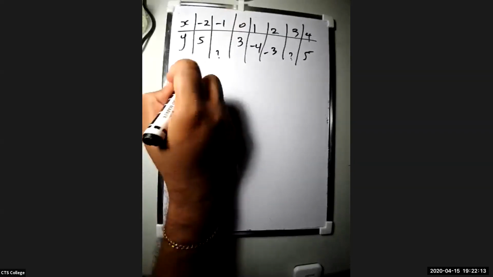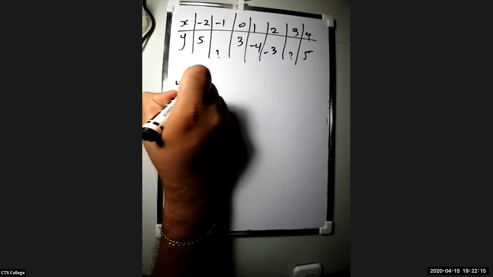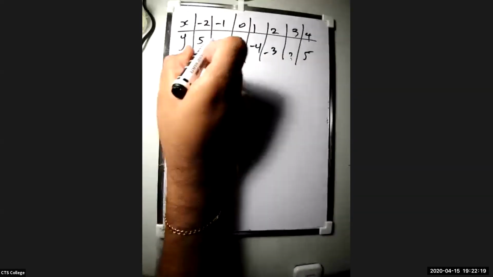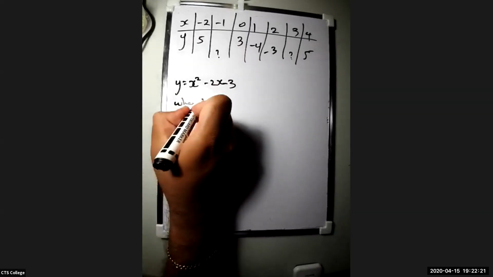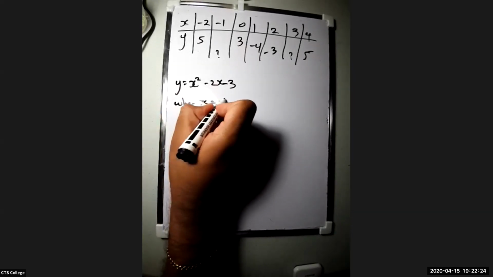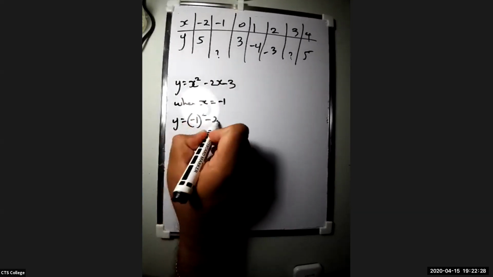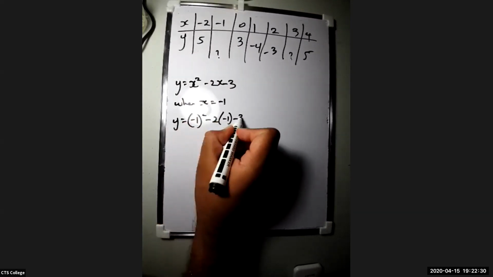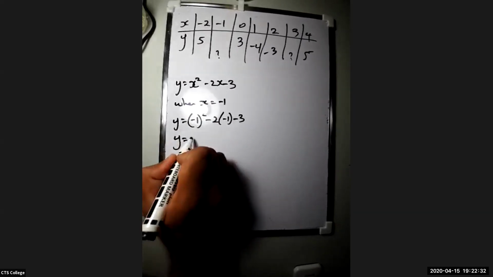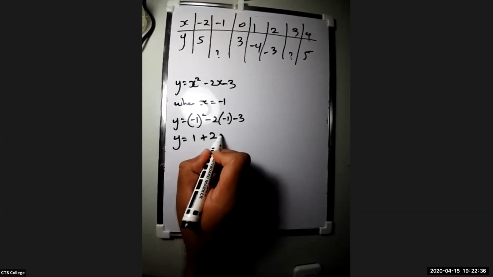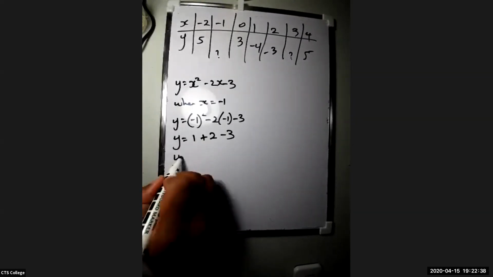Okay, so we are given y is equal to x squared minus 2x minus 3. So we have to calculate when x is -1, right? So y is -1 squared minus 2 into -1 minus 3. So y is equal to 1. Negative and negatives are positive. 2 minus 3. So y is equal to 0.